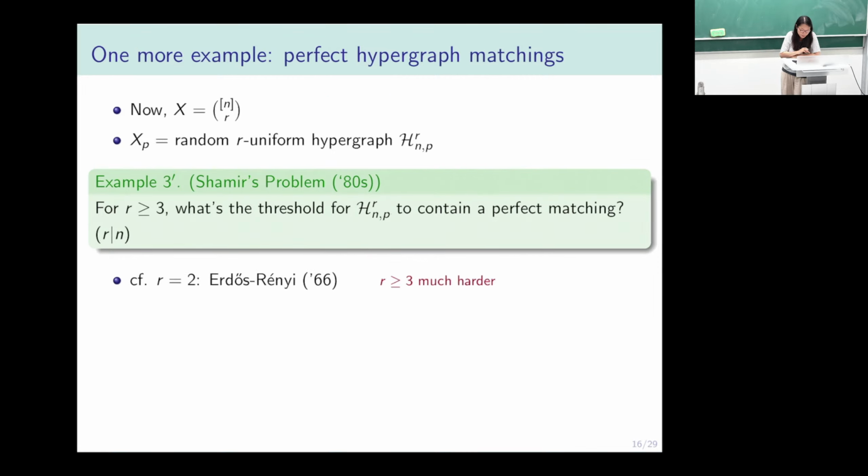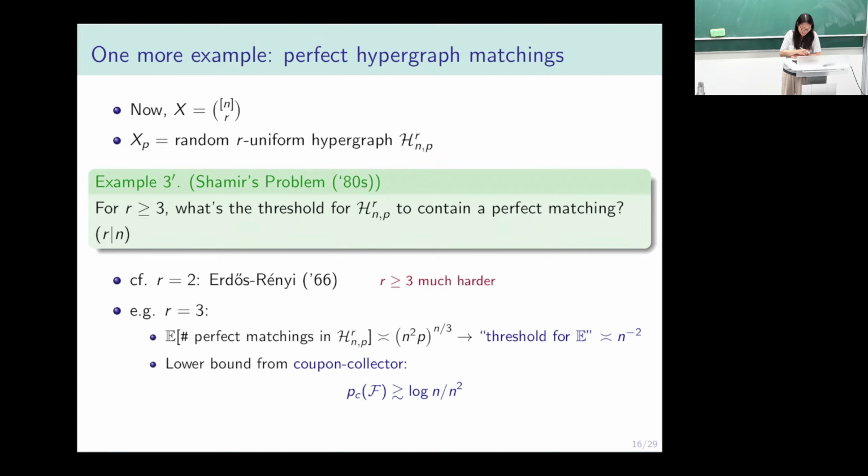And when r is 2, the answer was easy. This was proved by Erdős and Rényi already in 1966. The reason why the r equals 2 case was easy is because there are Hall's theorem and Tutte's theorem. But when r is larger than 2, there is nothing analogous to Hall's theorem or Tutte's theorem. So somehow when r is larger than 2, the problem was much harder.